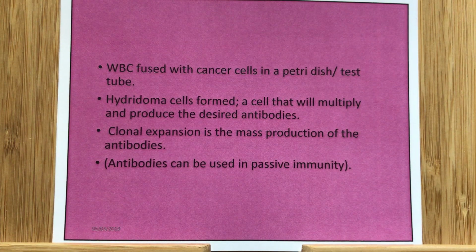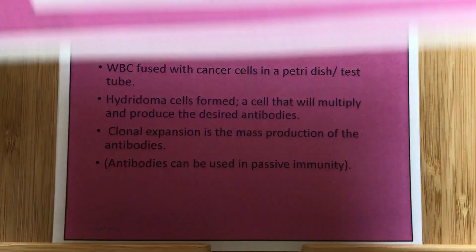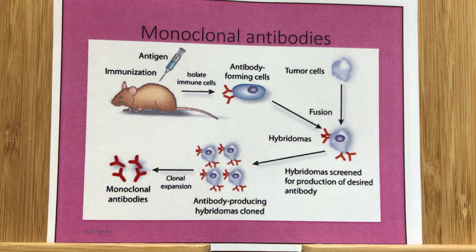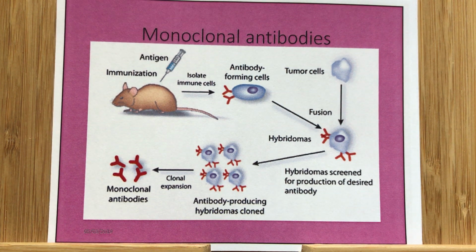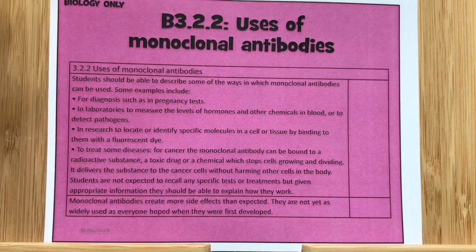But these monoclonal antibodies could be used the same way in passive immunity. Let's go back to that picture. So we've got the vaccine with the antigen going into the mouse. It creates the white blood cells that can make the specific antibody for that antigen. That antibody forming cell, that white blood cell, the lymphocyte, is then fused with the tumour cell that's had the nucleus removed to form this hybridoma. Hybridoma is a key word. We then get lots of those cells, and we get all the monoclonal antibodies that could be used for that passive immunity. Other uses of monoclonal antibodies.